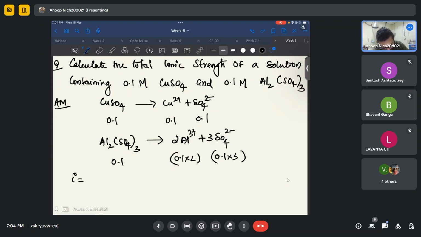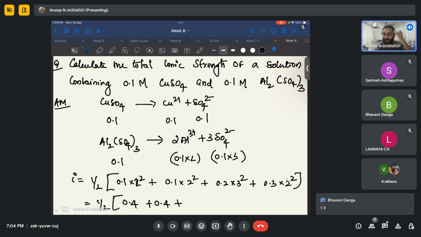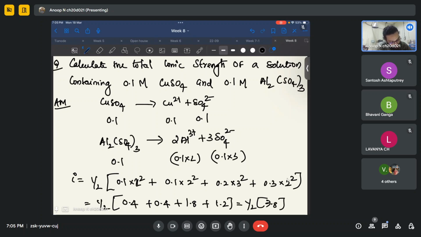So how can you write? I is equal to half into 0.1 into 1 square plus, not 1 square, 2 square, right? 2 square plus, again 0.1 into 2 square plus 0.2 into 3 square plus 0.3 into 2 square. It will be half into 0.1 into 4, 0.4, again plus 0.4 plus 9 into 0.2. 9 into 0.2 will be 1.8, plus 4 into 0.3, which will be 1.2. So it will be half into 0.4, 0.8, 0.8 plus 1.8, 2.6, 2.6 plus 1.2, 3.8. So the answer will be 1.9.